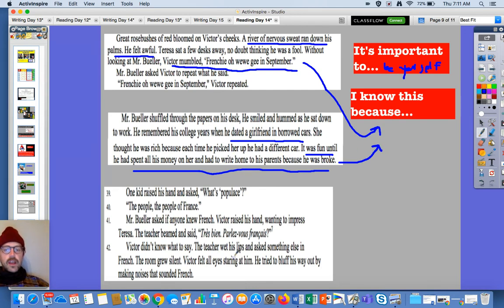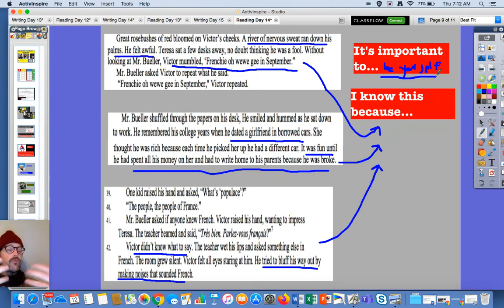The final one here is let's look here where he's trying to pretend he knows French, right? Victor didn't know what to say. He tried to bluff his way out by making noises in French. There again, bluff is to kind of lie. There's some evidence that proves that it's important to be yourself. Now look at this, important to be yourself. That's an idea that anyone can understand.